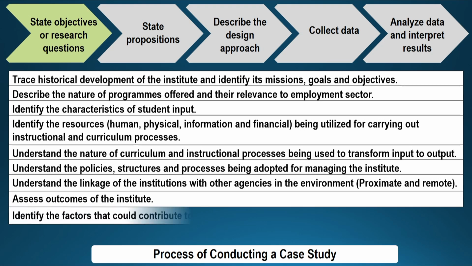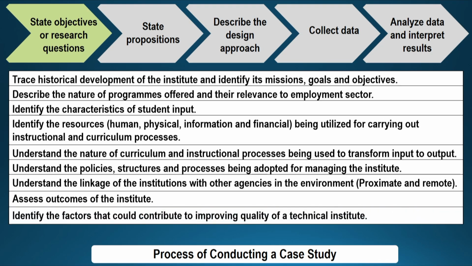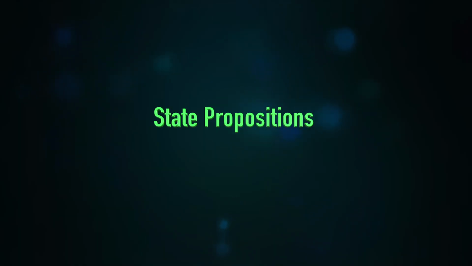Likewise, identify the factors that could contribute to improving the quality of a technical institution and those factors that could lead to deterioration of the quality of an institution. In a nutshell, the whole technical institution can be viewed as a system, and the various subcomponents can be studied in a case study. The next step in case study is to state the propositions.